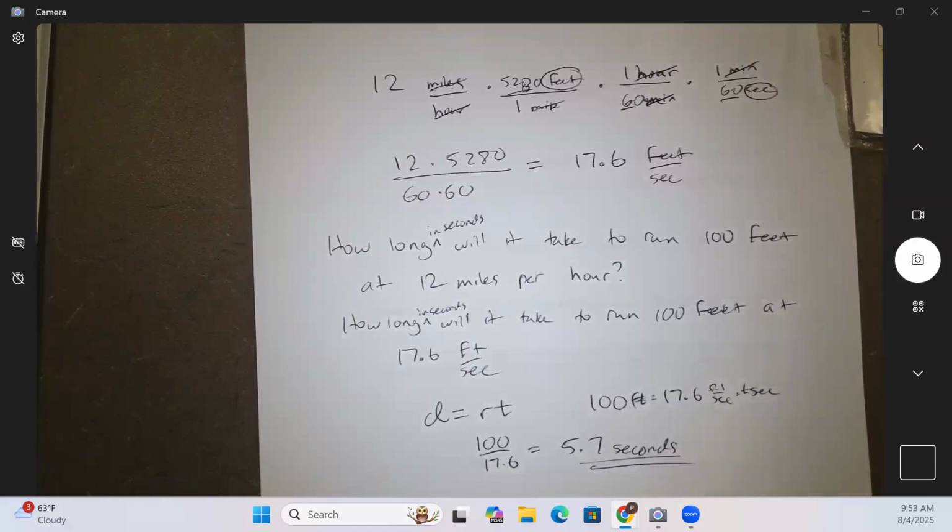I put one question on here that involves circles, because circles are one of those places where we often have to change units.